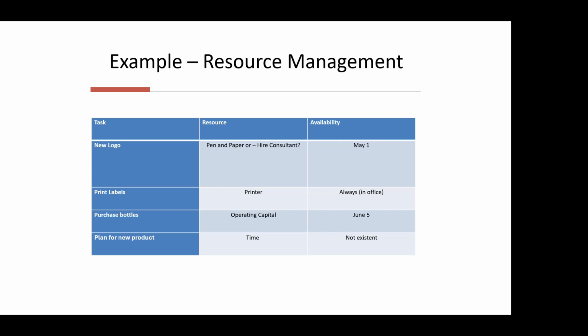With each resource, it's a good idea to understand the availability, especially when you're contracting services or purchasing supplies. It's a really good idea to visualize when you realistically are going to be able to get that resource that you can employ. I have another example of printing labels. What do you need? You need a printer. Availability? Well, it's always available. It's in my office, so I always have a printer available. I need to purchase bottles.